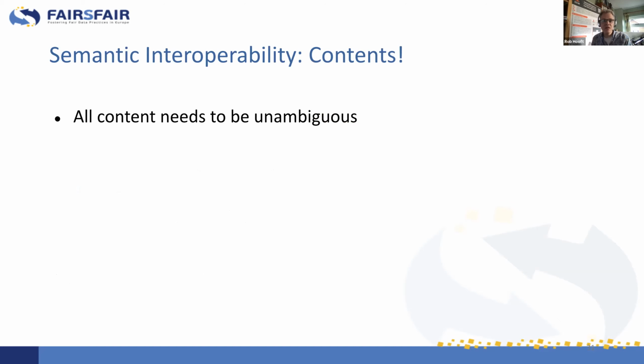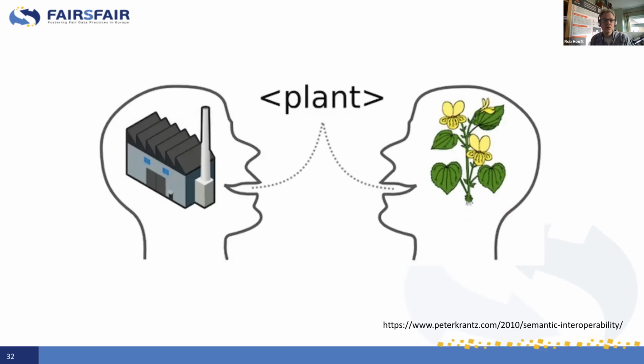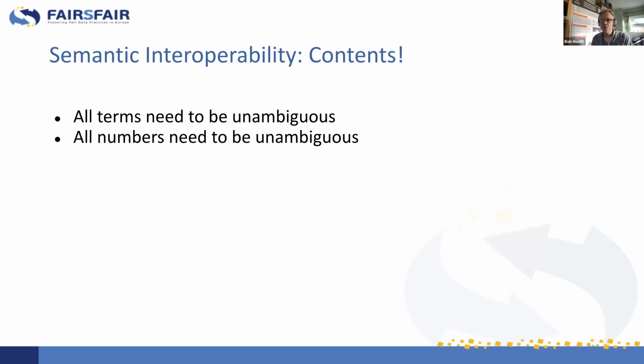So what does that mean, to have all the content unambiguous? Well, the first thing is the terminology. So if two people are talking about a plant, then one person can mean a factory, and the other one can understand a biological plant, something that grows in a forest, and they maybe even think that they understand each other if they don't ask further. And that is really dangerous. They are misunderstanding each other, but they think they are talking the same language. So that's the first thing.